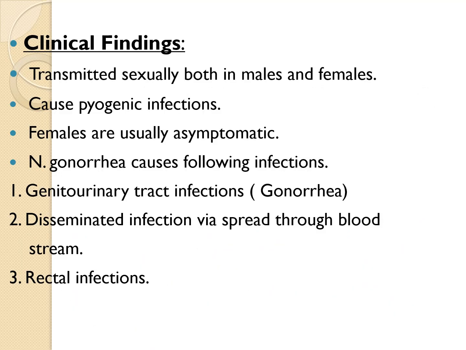Now, what are the clinical findings of Neisseria gonorrhea? Gonococci can cause localized infections and disseminated infection. Localized infection is usually in the genital area, but can be disseminated to various organs through the blood stream.